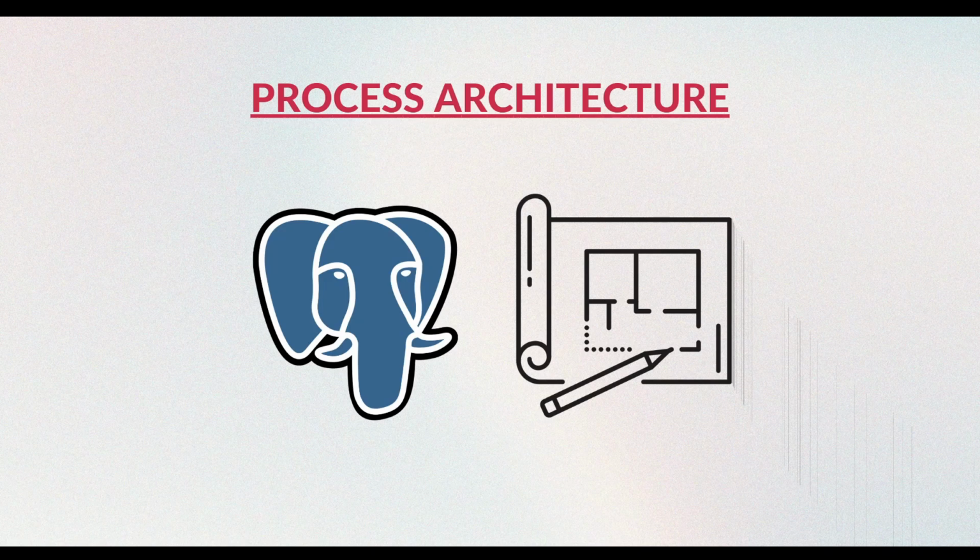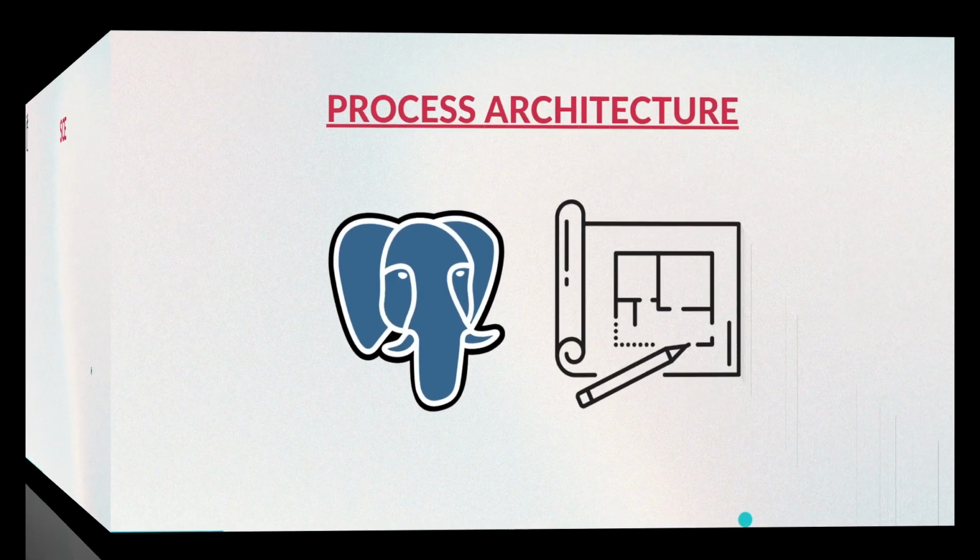In this video we will be looking at the process architecture of PostgreSQL. Have you ever wondered how PostgreSQL manages multiple database connections? Why does your query sometimes take longer than expected? And what are the background processes? In this video, I'll break down PostgreSQL's architecture using a real-life restaurant analogy. That will make it super easy to understand even if you are new to databases. So stick around till the end and let's get started.